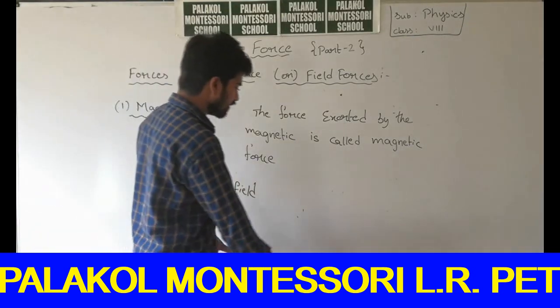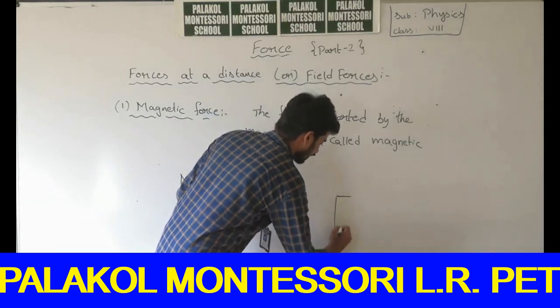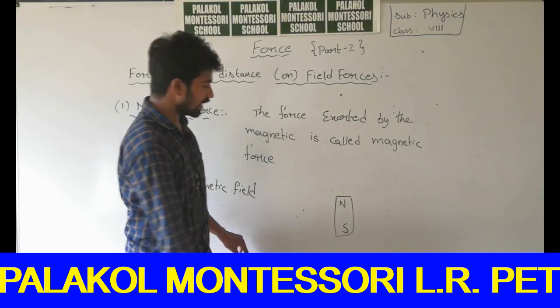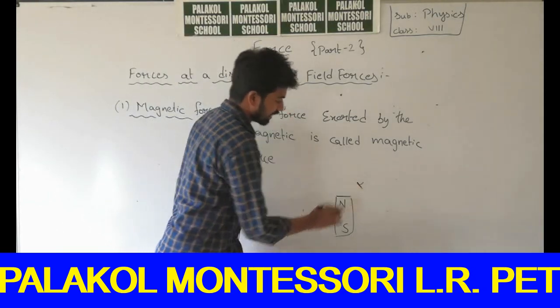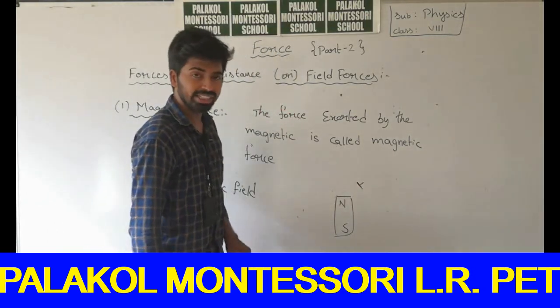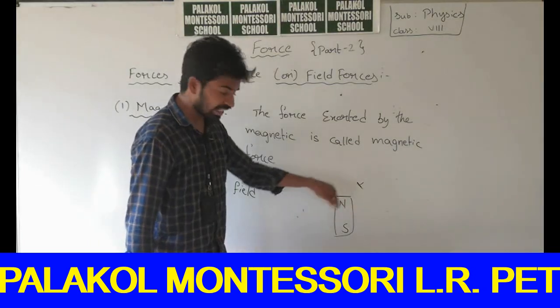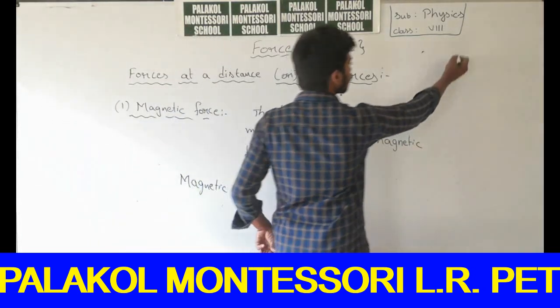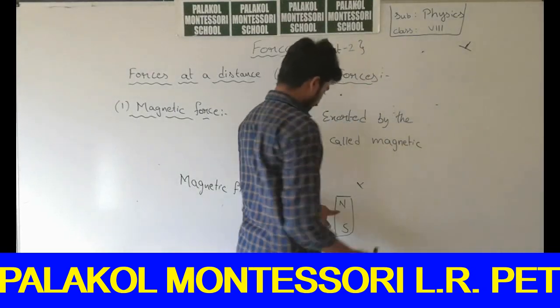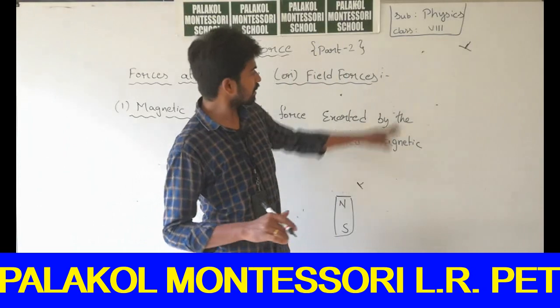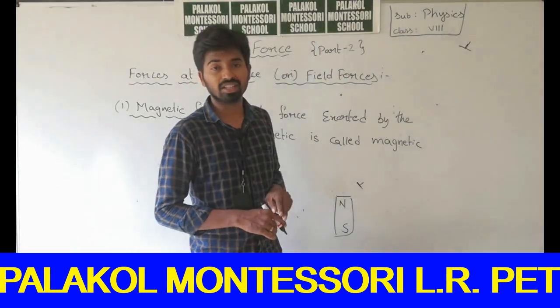So, let us place a magnet here. North pole, south pole. So, place a nail near to the magnet. Will it attract to the magnet? Yes, it is very near to the magnet, hence the magnet will attract this nail. Now place the nail here. Does the magnet attract that nail? No. Why? Because it is at a very large distance.